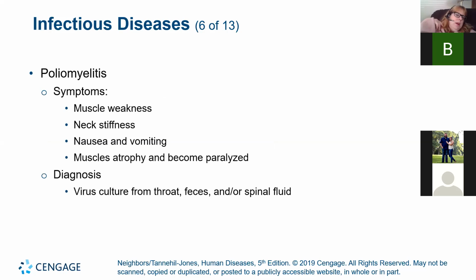So again, polio: muscle weakness, neck stiffness, nausea, vomiting, those are all things that happen at the beginning, and then the muscles atrophy and become paralyzed. Now we can diagnose it much earlier before the muscles become atrophied and paralyzed. They'll do a virus culture from throat, feces, and they can also do it from spinal fluid.